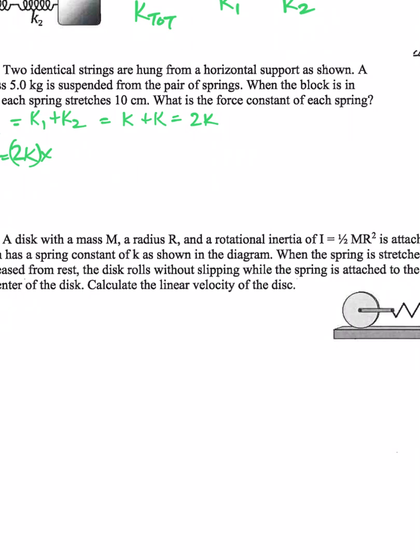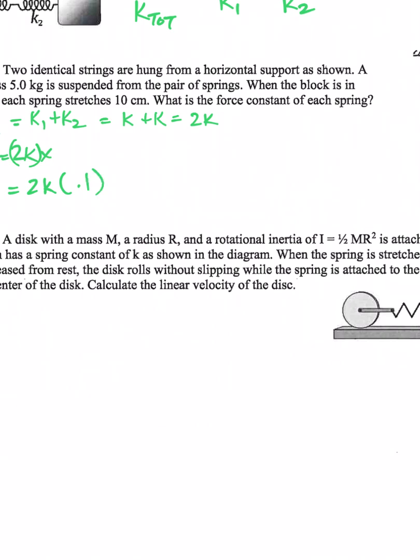Now, if it's hanging, it's gravity. Spring force is equal to what? So we replace this with mg, and we've got 2k times however much they stretch. Now here's my question. Do we put in 0.1 or do we put in 0.2? 0.1, right? Because they're not both stretching separately. They're both stretching next to each other the same amount, aren't they? So it's just 0.1.